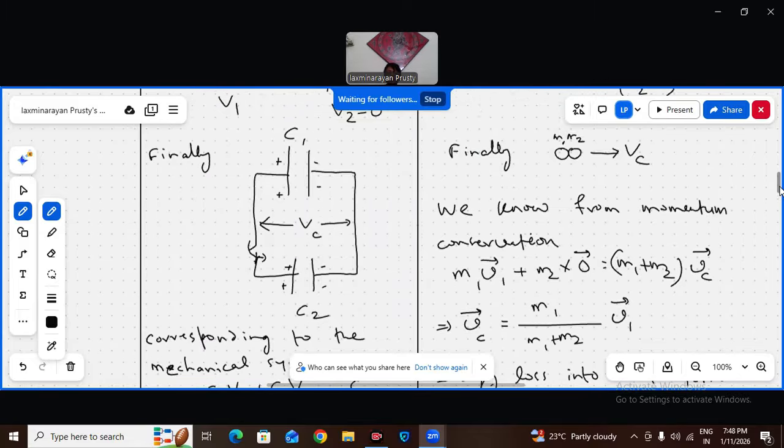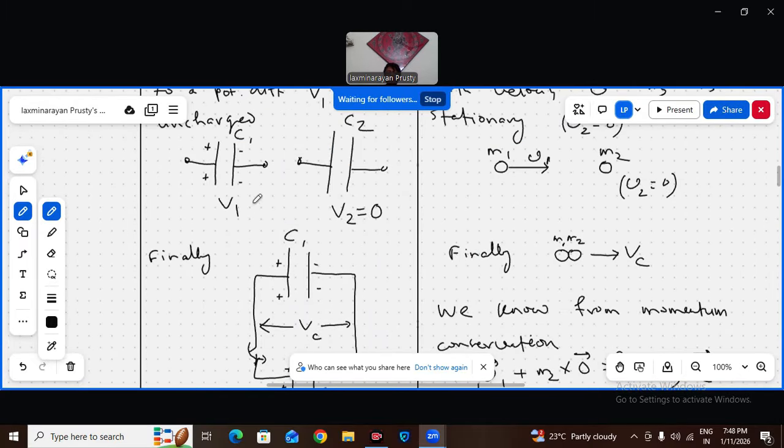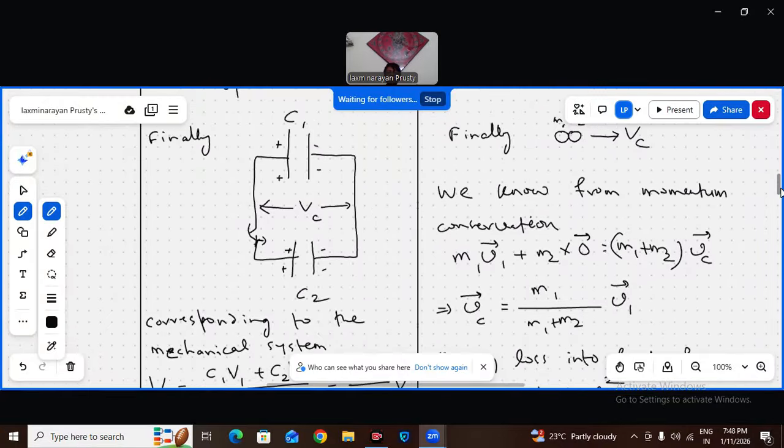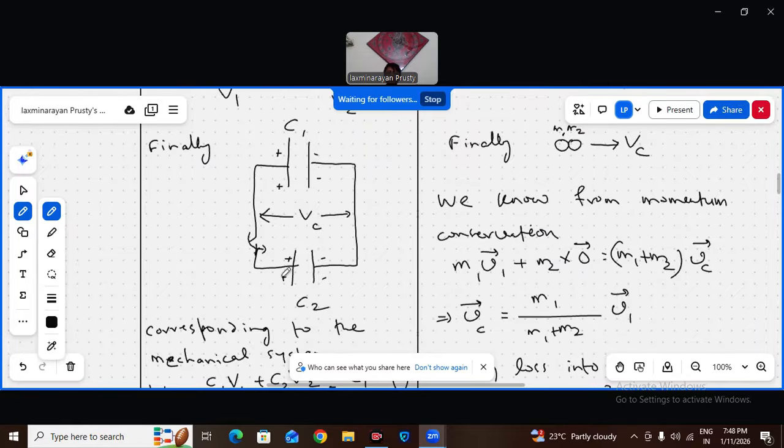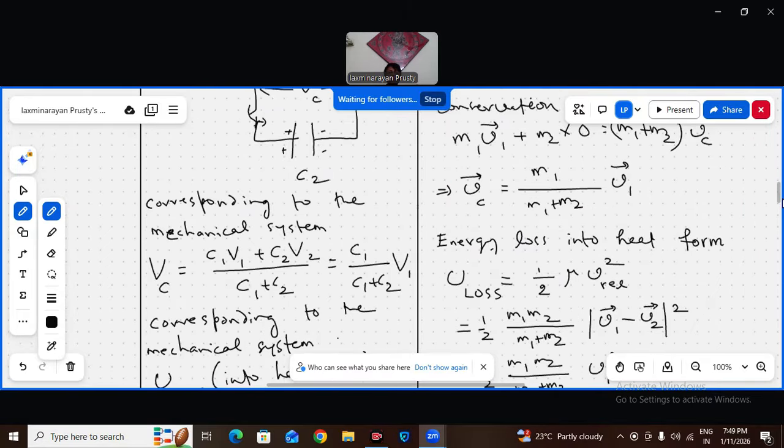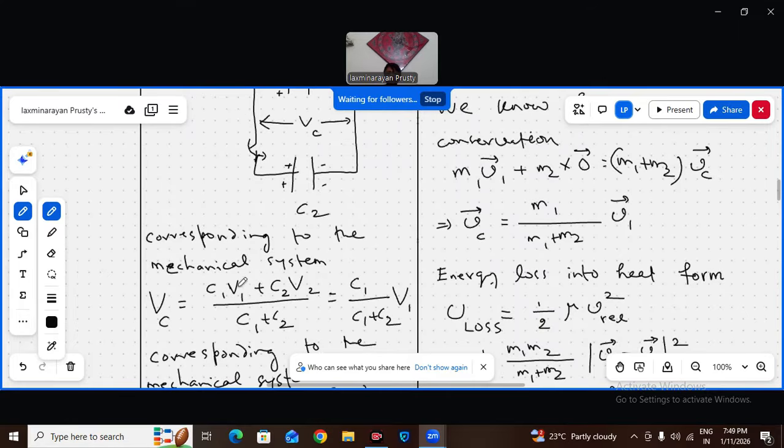Right. So finally, I connect them. This is 0 charge. So no charge here, 0 here, 0 here. So if I connect it, charges redistribute, some plus here, minus here. Now it is connected. Common potential is Vc. Now we know from momentum conservation M1 v1 plus M2 into 0 is equal to (M1 plus M2) vc. So vc is M1 by (M1 plus M2) into v1.